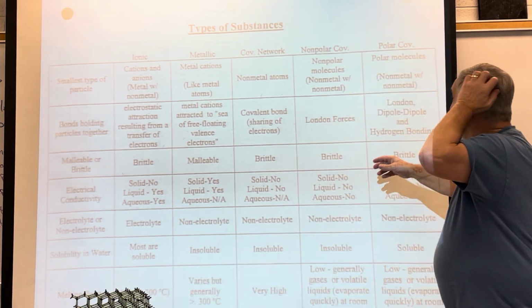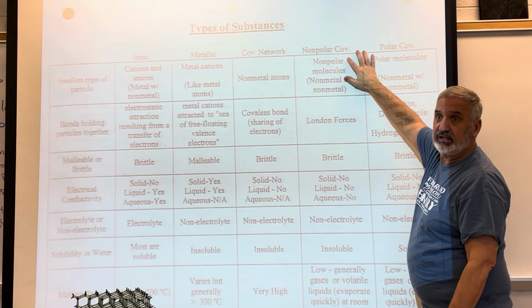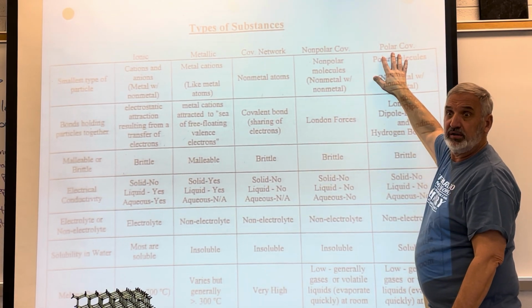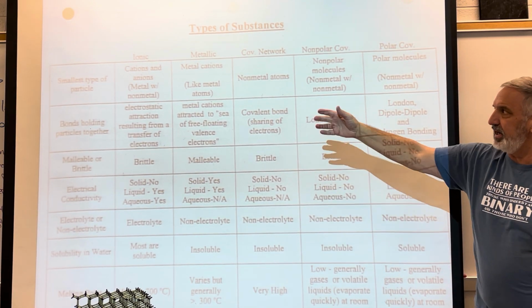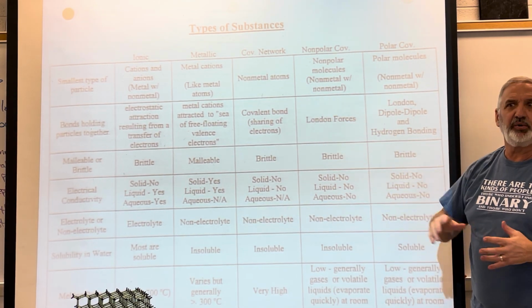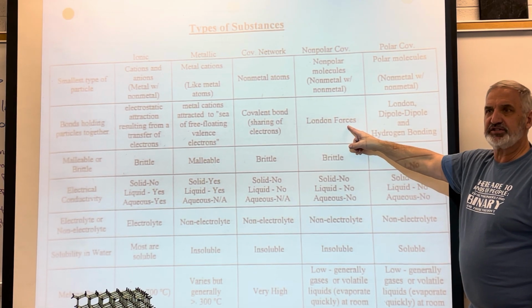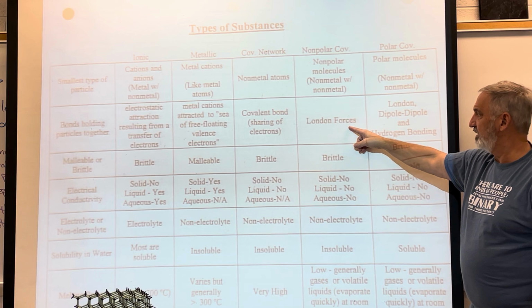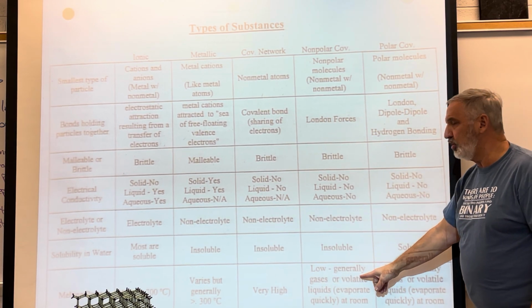And then we get to covalent molecular, and there's 2 categories. Both of these are covalent molecular, just nonpolar and polar. So we have to be able to identify then, is it polar or nonpolar? We had our rules for polarity on the board, okay? If it's nonpolar, we only have London forces. Are those strong or weak? Super weak. As a result, they have low melting points.